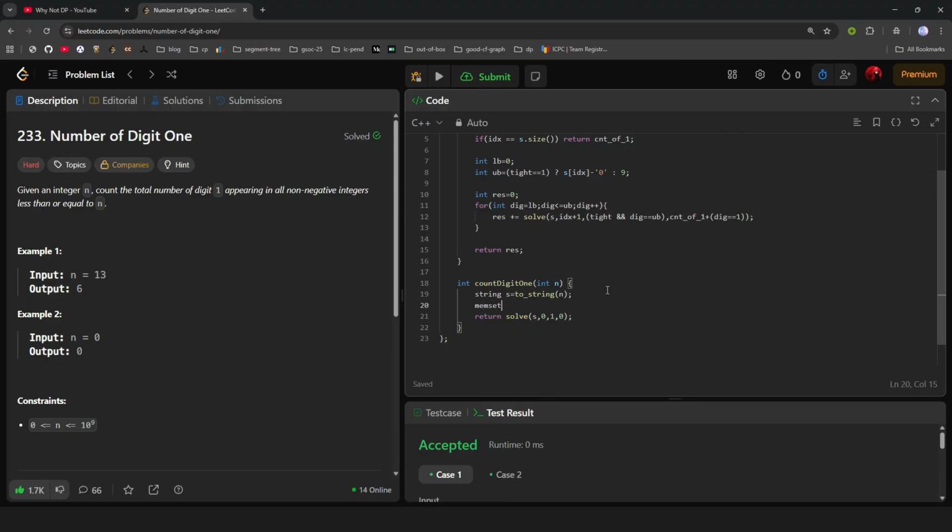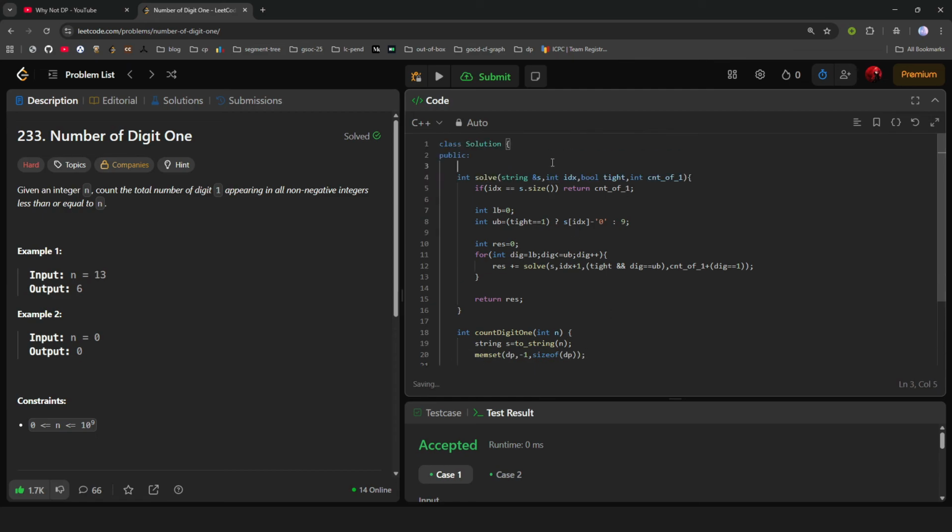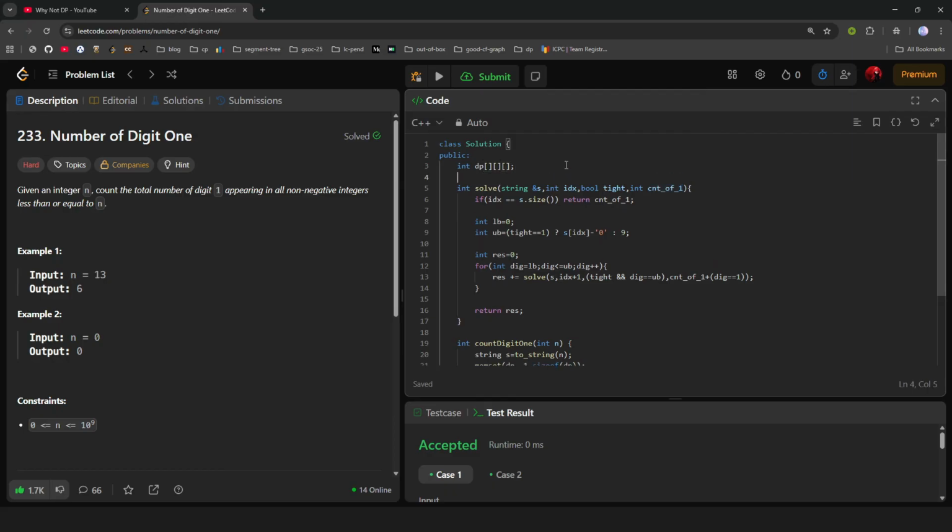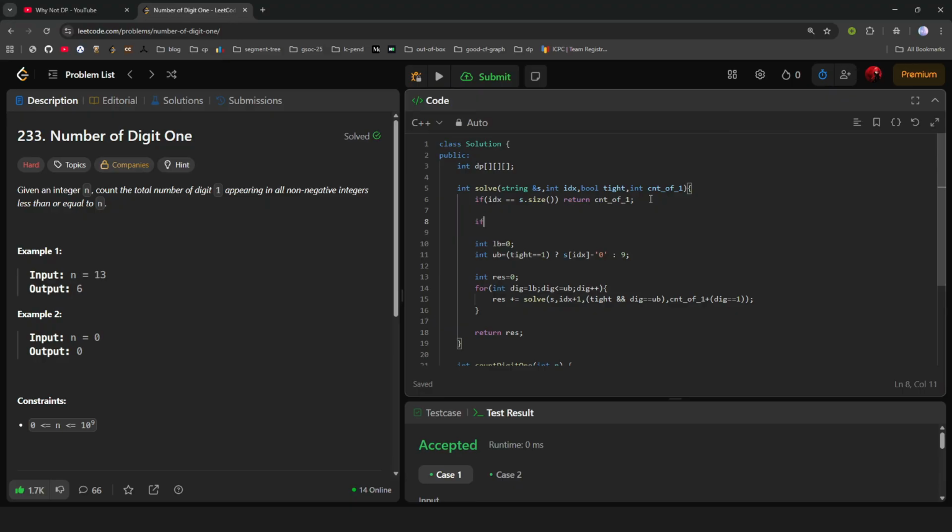So let's do a memset here for the dp states. So memset dp minus 1 size of dp, and let us try to declare the states now. As I told, there are only 3 states, so this is the first state, this is the second state, and this is the third state, right? So these 3 states are there, and if the dp value of this is already present, then we will just return it, right? But if this is not the case, then whatever it will calculate for this iteration will be stored, right?